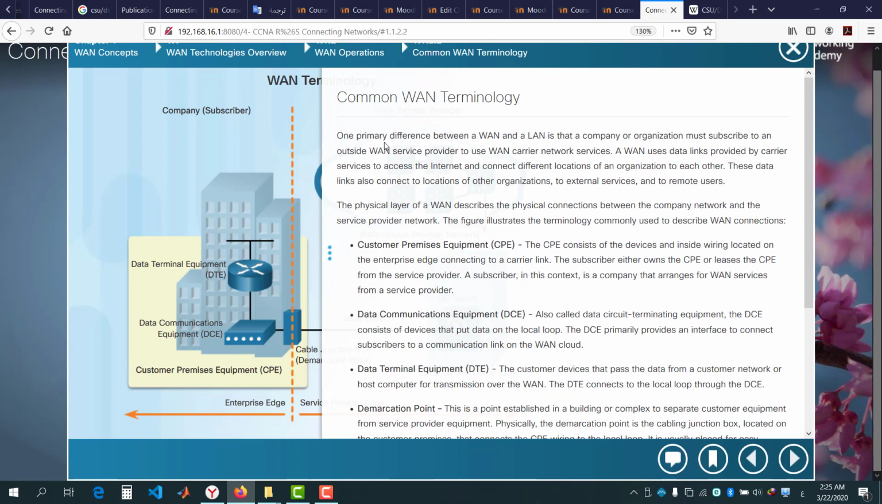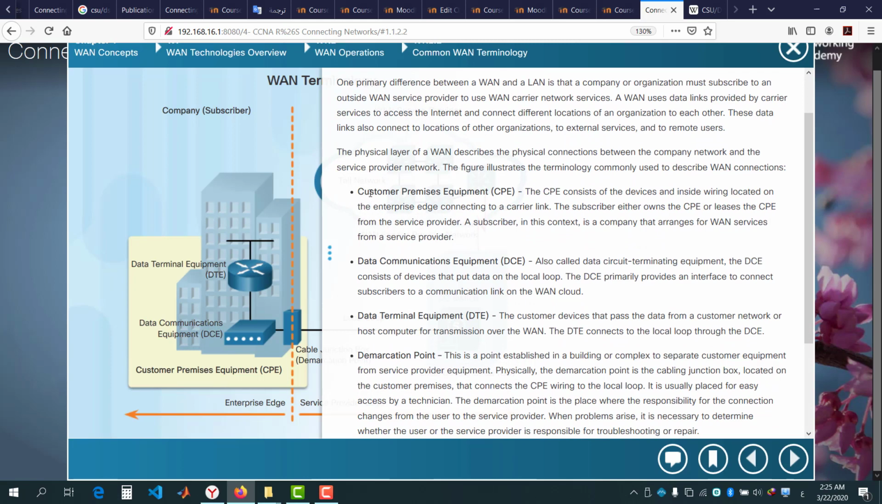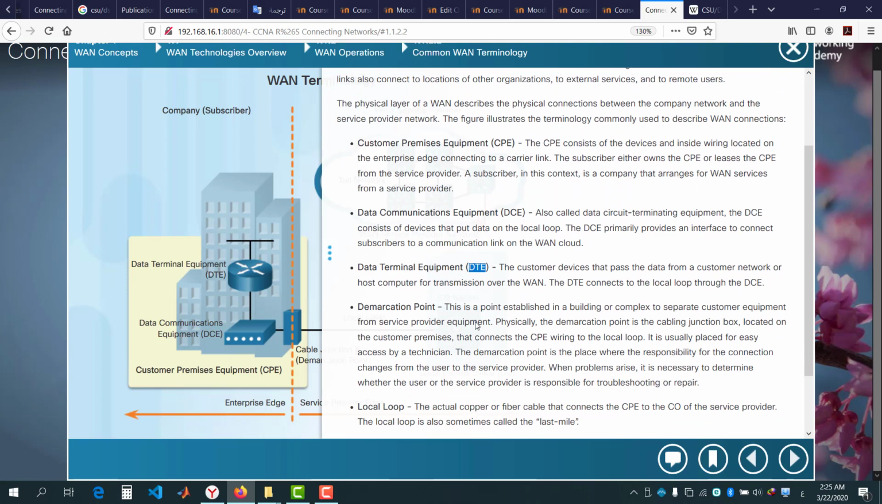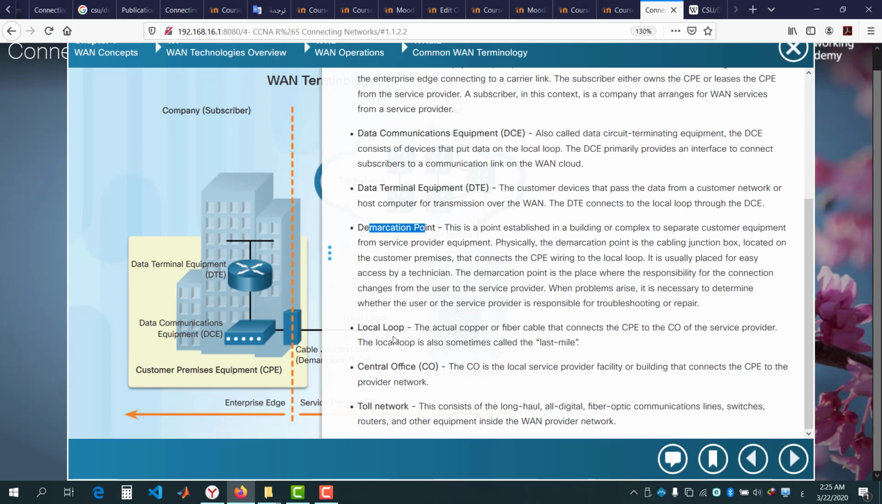This topic is very important. It compares different WAN technologies. So I can give you a question on the exam to compare or differentiate between the following concepts: CPE, DCE, DTE, and you have to tell me what each abbreviation stands for, as well as the demarcation point, local loop, central office, and toll network.